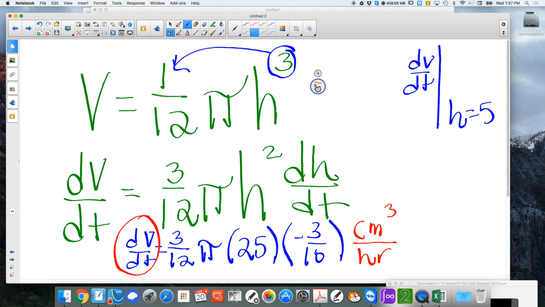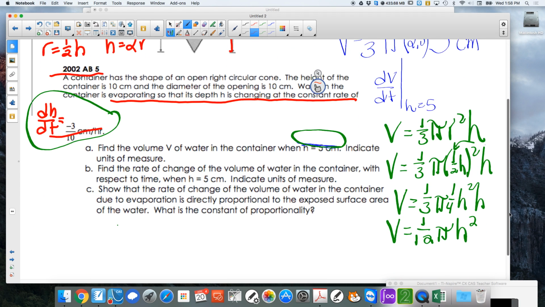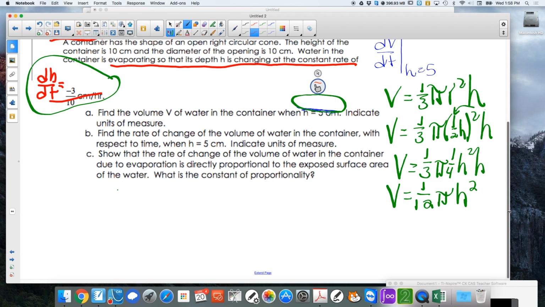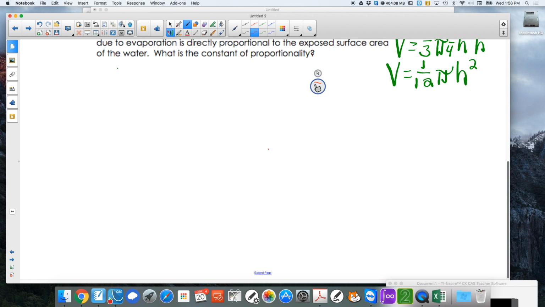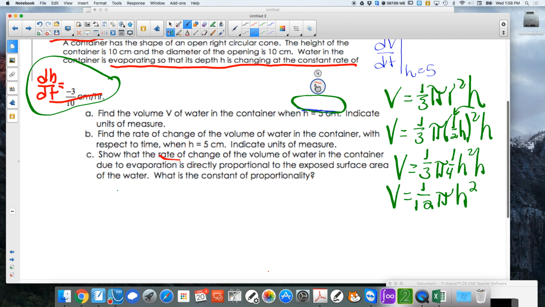Now the last part is always extra tricky. And if you don't get it, it's okay. Well, let's take a look at what it says. It says show that the rate of change of volume is directly proportional to the surface area of the water. What? The rate of change of volume is directly proportional to the surface area of the water?